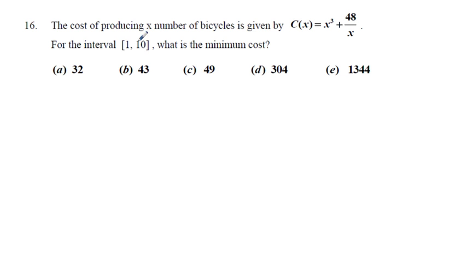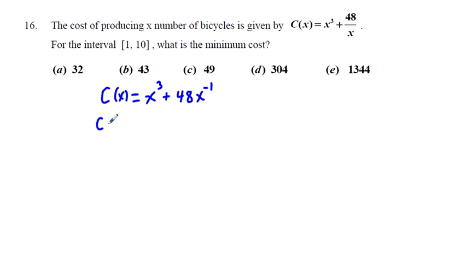Well, for the closed interval 1 to 10, what is the minimum cost? So let's go ahead and take the derivative and see if we can find a minimum here, and then our minimum cost would be the relative minimum between x equals 1 and 10. So I'm going to rewrite c of x as x cubed plus 48x to the negative 1 power.